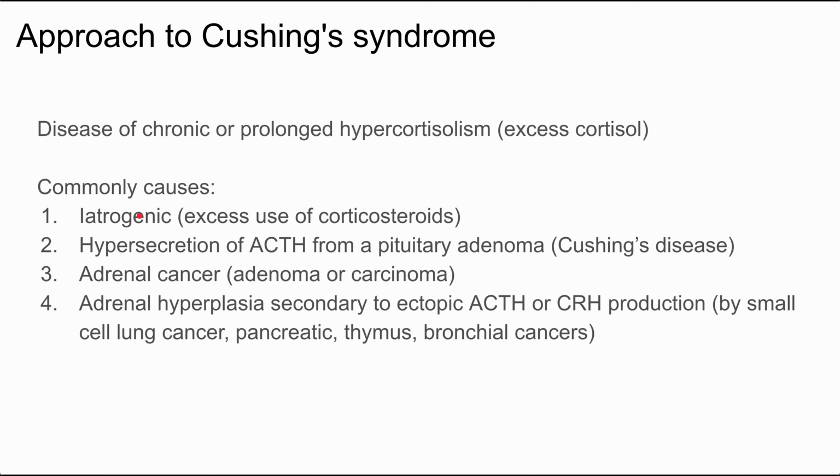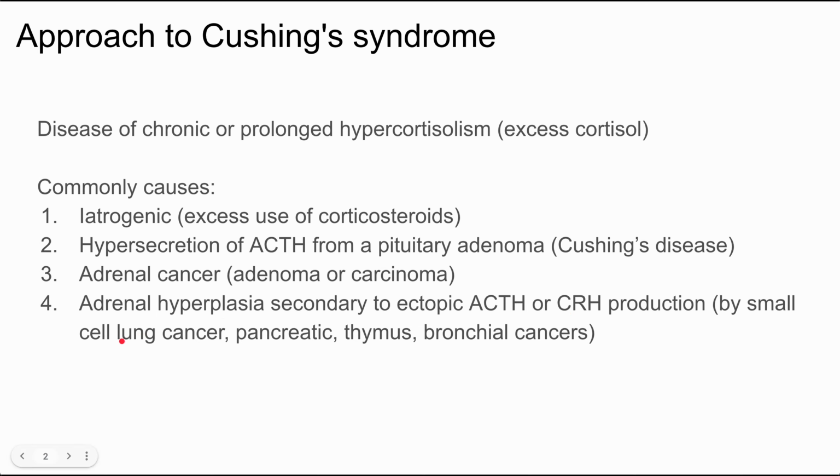So that's iatrogenic. They can have hypersecretion of ACTH from a pituitary adenoma. Remember, ACTH is the hormone that stimulates the adrenal glands to produce cortisol. So that would be Cushing's disease. They can have adrenal cancer, where they have an adenoma in the adrenal glands, or a carcinoma in the adrenal glands, that essentially secretes a lot of cortisol. They can lastly have adrenal hyperplasia, and that could be secondary to ectopic ACTH or ectopic CRH production.